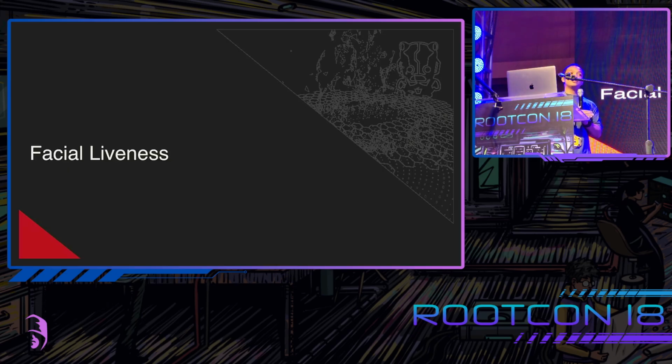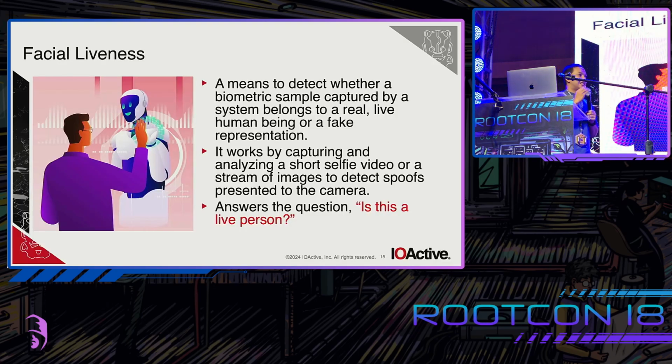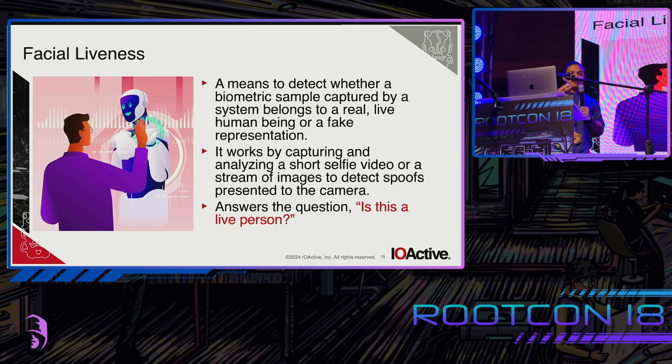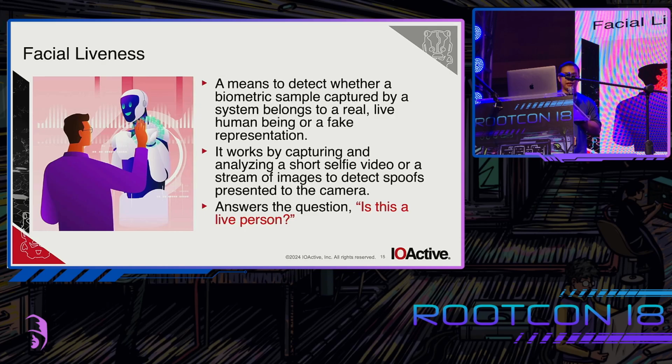So how did they solve these presentation attacks? Identity providers have currently employed what we call facial liveness detection. In facial liveness, the system or the provider ensures that the biometric sample captured by their sensor or camera comes from a real and live person and not just a fake representation. So if facial recognition answers the question of whether this is the right person, facial liveness answers whether this person is live or real.